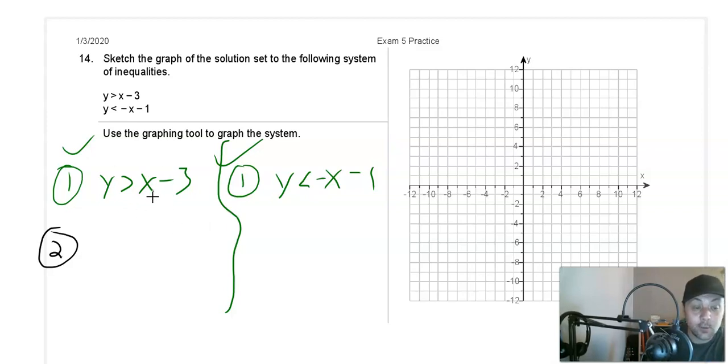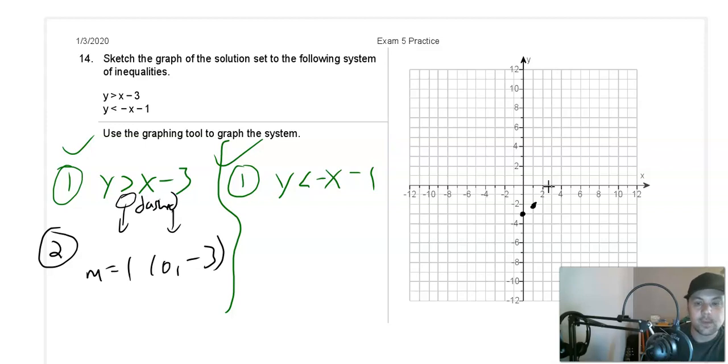So to graph this as an equation, the y-intercept is 0, -3. The slope is equal to 1. And so we'll start at -3 as our y-intercept. The slope is 1, so we go up 1 to the right 1. We connect these 2 points with a line. In this case, it will be a dashed line because there's no equals to. And so I'm going to do a dashed line here the best I can. All right. Okay, that didn't turn out too bad. So that's graphing the first inequality.